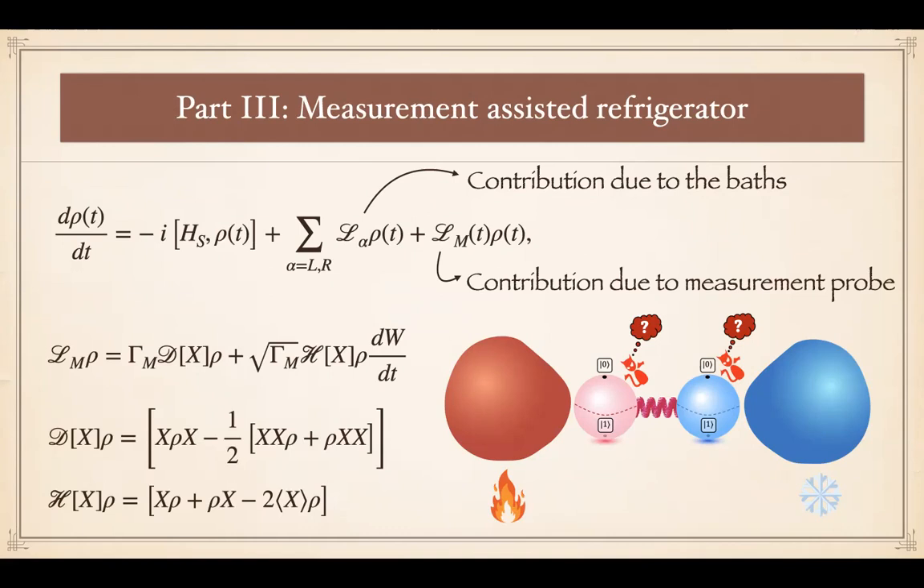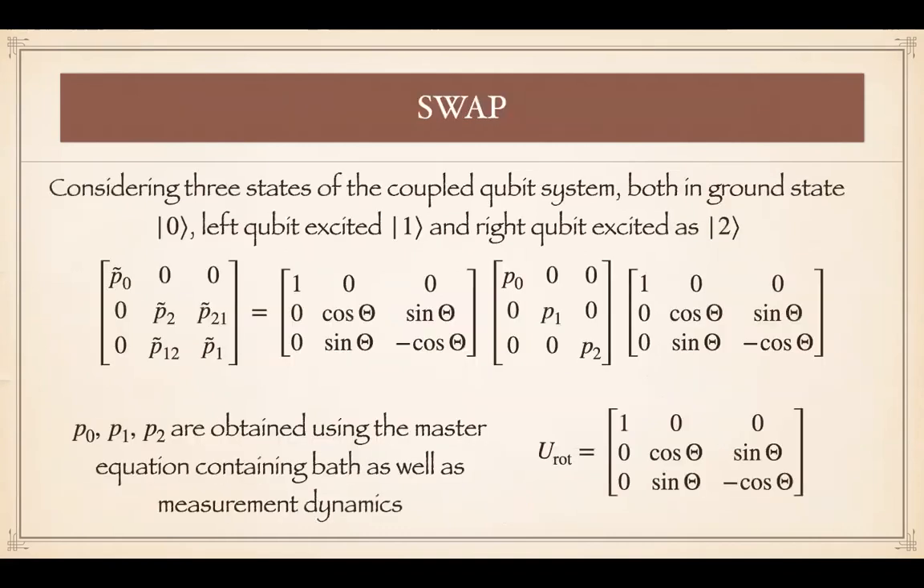So we do measurement, but we also do some kind of work on the qubits. We swap the 2 qubits after measuring without looking into the states. Whatever states they are in, we just swap the 2 qubits, and we look into the heat extraction from the cold bath.